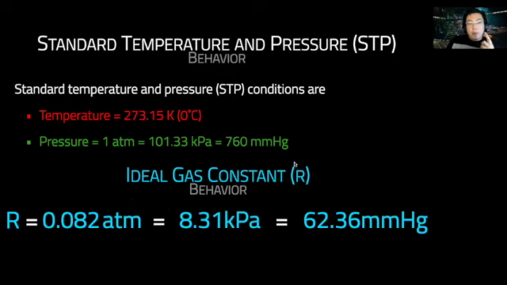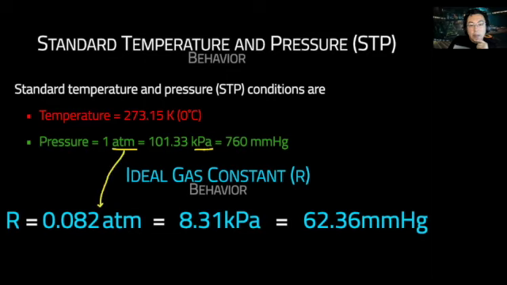It's important to remember that standard temperature is 273.15 Kelvin, and standard pressure is 1 atmosphere. You can also have values in kilopascals and millimeters of mercury as standard pressure, but normally we would be using only atmospheres. And the ideal gas constant depends on the unit that we have in pressure. So if we have atmospheres, we're going to be using this number.